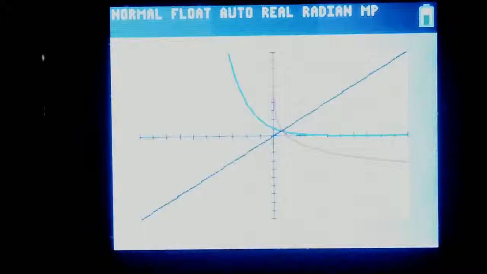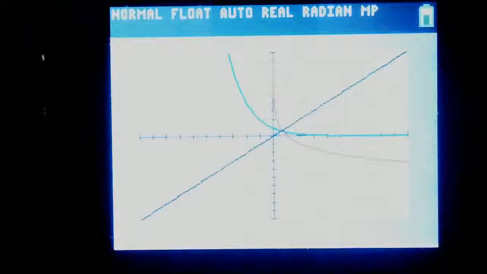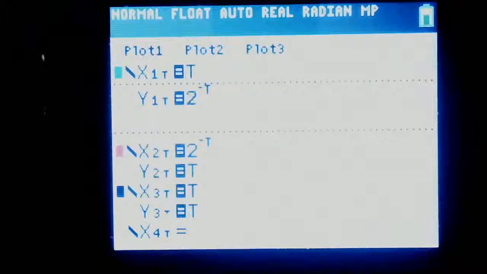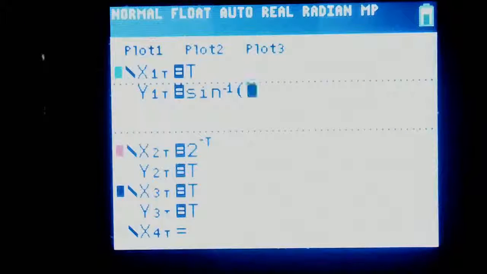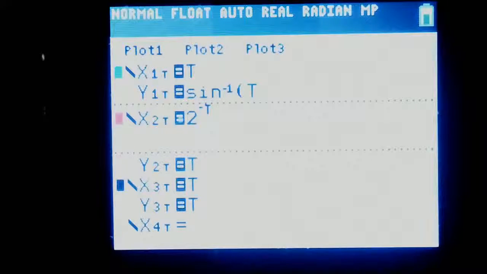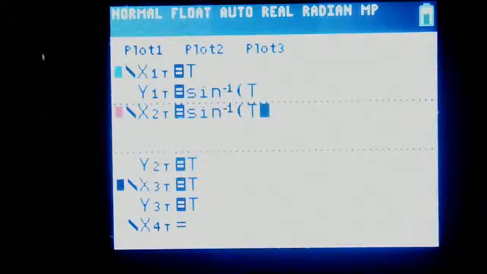And the last function here, sine inverse of x. So back into y equals, clear, second, sine inverse of t, which is my x value, which means this one should be sine inverse. If I was just graphing this on Cartesian, then I'd graph one as sine inverse and the other as sine. Those are inverse functions. But I'm changing x and y, so I'm just going to call this second one sine inverse t.